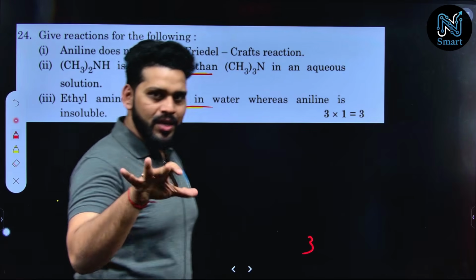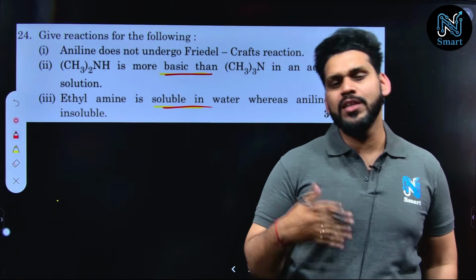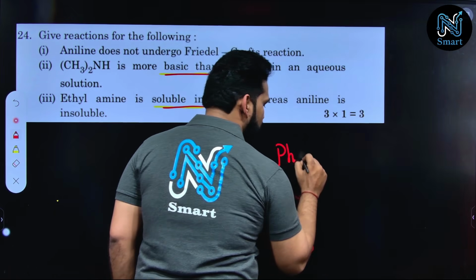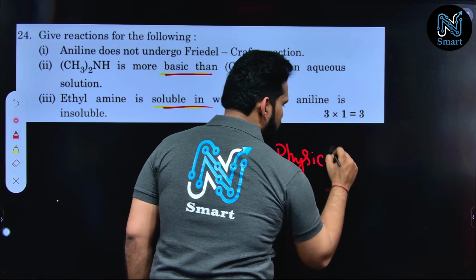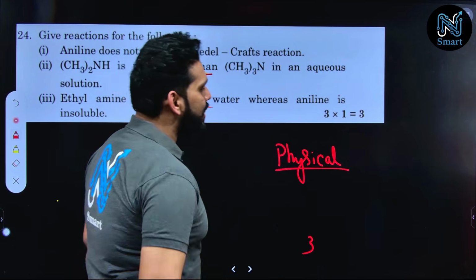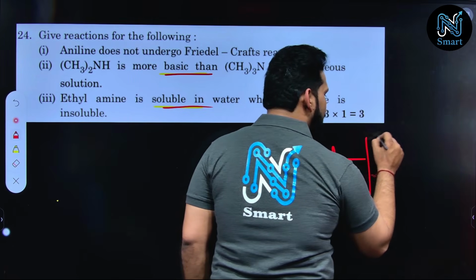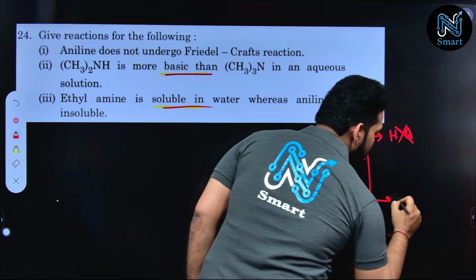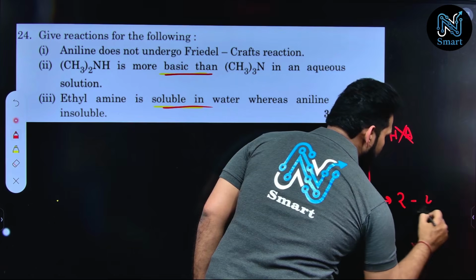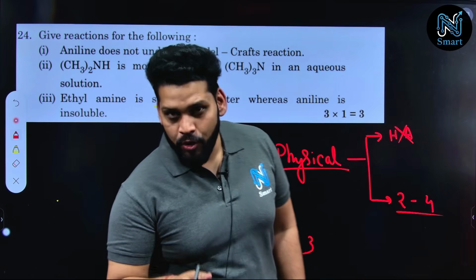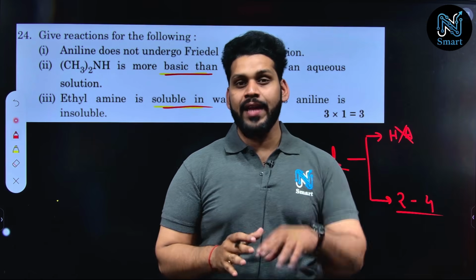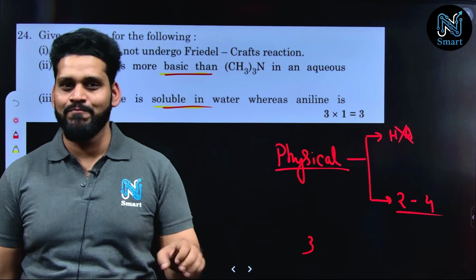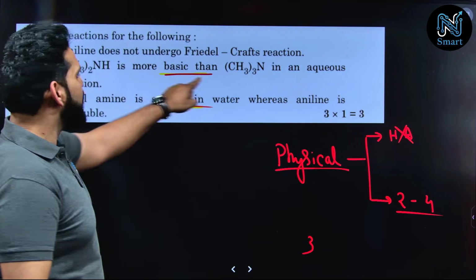basicity I'm going to come to later. That is a chemical property. But solubility is a physical property, right? Whenever we see physical property questions, if it is haloalkanes and haloarenes, the first chapter, then leave it. But if it is from the second to fourth chapters, meaning alcohols, phenols, ethers, aldehydes, ketones, carboxylic acids, and amines, for these three chapters, guys, you will always run towards hydrogen bonding. That's a shortcut.